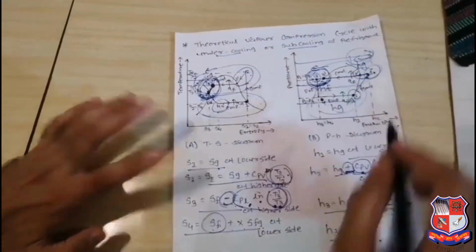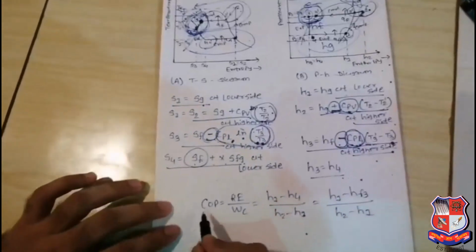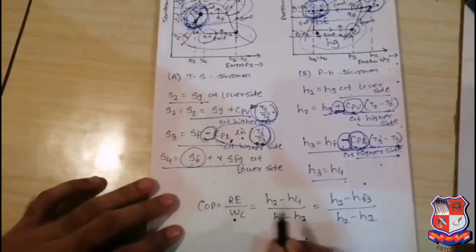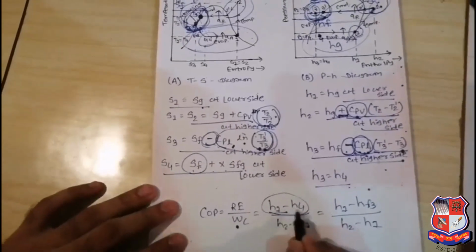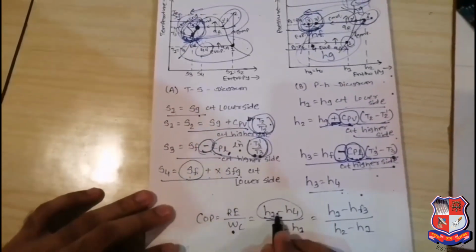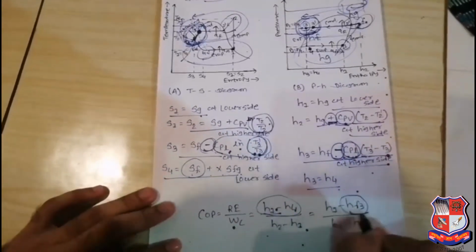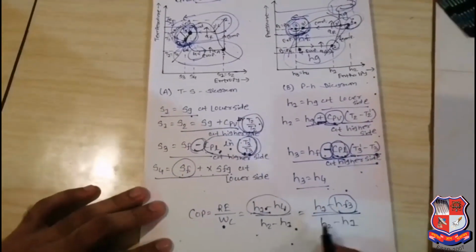Now how to determine COP? COP is the ratio of the refrigeration effect divided by the required compressor work. The refrigeration or cooling effect is H1 minus H4, divided by H2 minus H1. H4 is equal to H3, so we can directly take COP equal to (H1 minus H3) divided by (H2 minus H1). Over. Thank you.